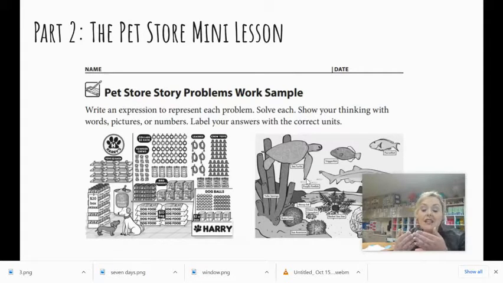Now, an expression is just an equation or a number sentence that explains what is happening in the problem that then you can solve. And we're going to make sure that we're labeling our answers and showing our answers in the correct units, which means like if it's money, we use a dollar sign, or if it's cents, or if it's inches, centimeters. So that's what unit means. Unit just means what the number is representing. If it's apples, we write apples.